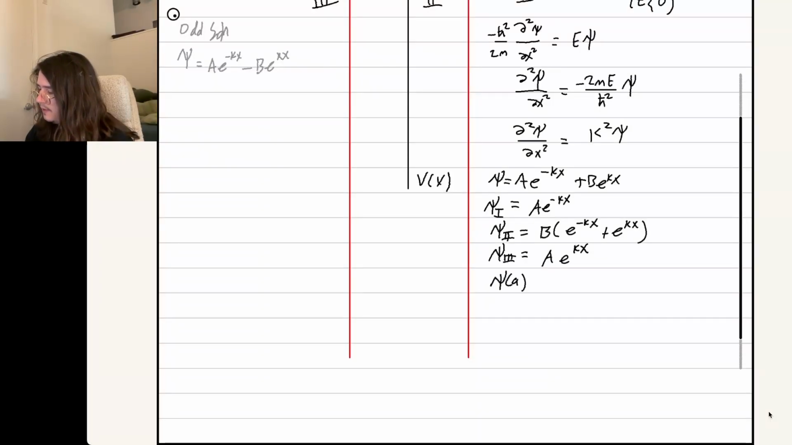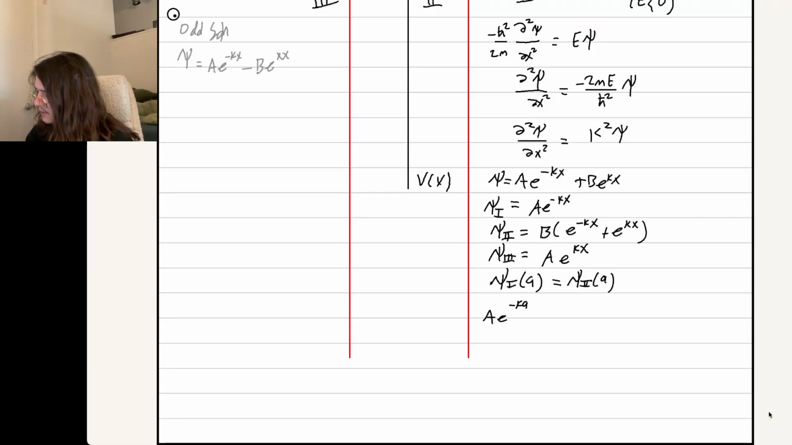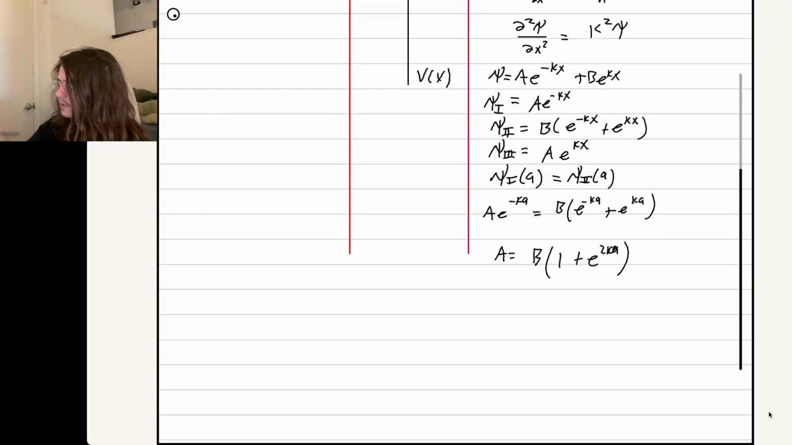Now we can look at a boundary condition where the wave function will have to be continuous at x equals a. We can just plug in our solutions to that. So we have A e to the minus ka equals B times e to the minus ka plus e to the ka. And then I'm just going to solve that for A for something that you'll see in a second. But we have that expression now relating the constants.